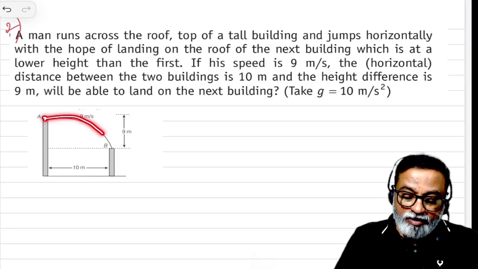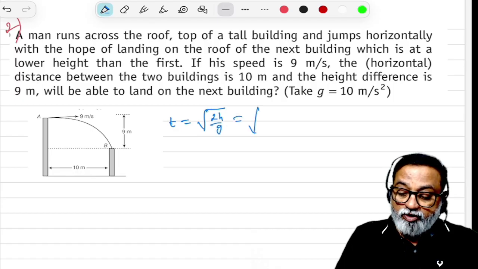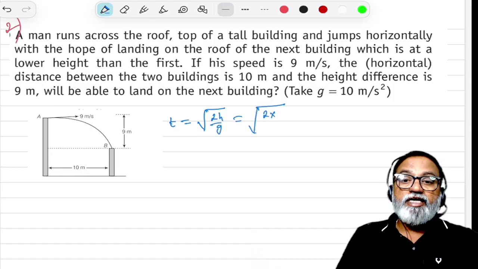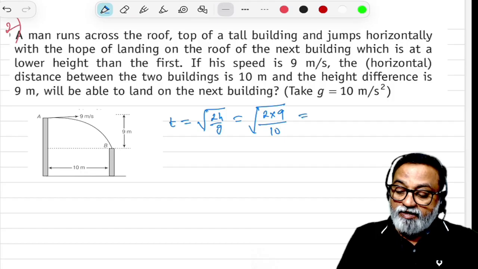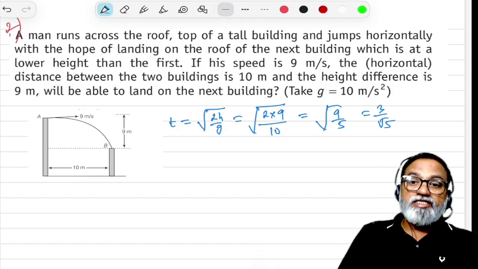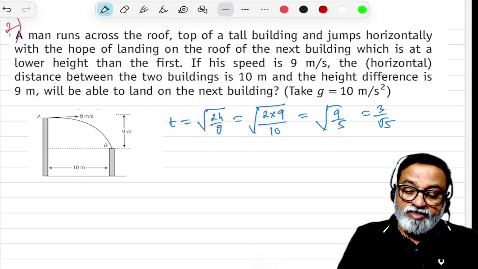See, from here to here the time taken is square root of 2h by g. Therefore, this becomes square root of 2 into h, meaning height difference between the buildings, that is given as 9, by 10. This becomes square root of 9 by 5. This becomes 3 by root 5. This is the time taken. Then here horizontal distance is 10.